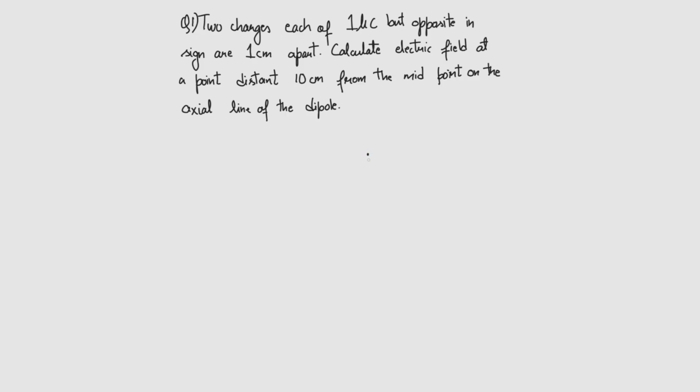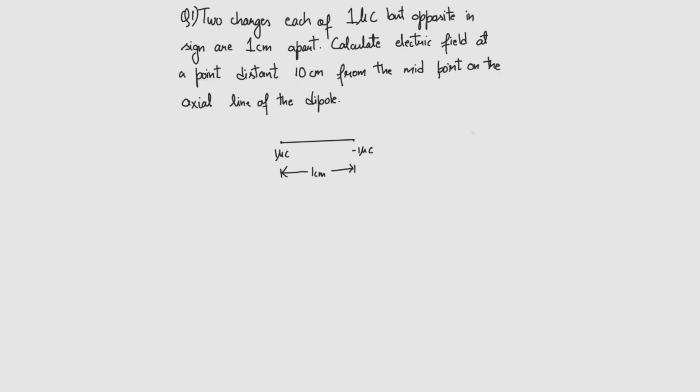We have two charges, 1 microcoulomb each. Keep in mind the charges are opposite in sign, so they are 1 microcoulomb and minus 1 microcoulomb. These are the two charges here. The distance between the two charges is 1 centimeter. And you have to calculate the electric field at a point distant 10 centimeter from the midpoint on the axial line. So we'll have a point here.